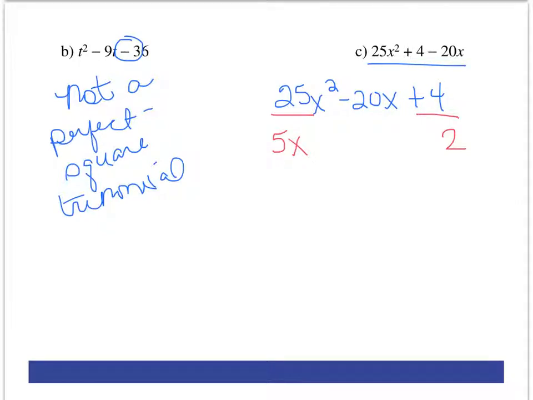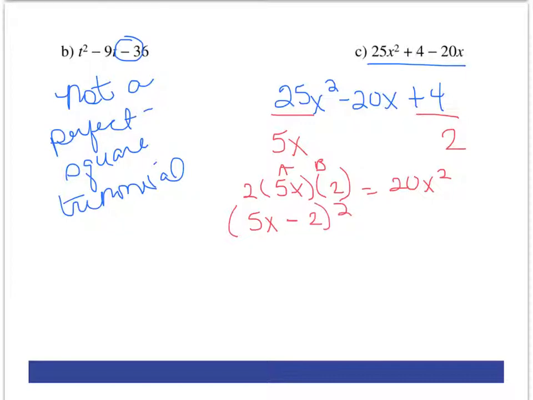Now, if I take 2 times 5x times 2, this is the a and this is the b, do I get negative 20x or do I get 20x? We'll talk about the sign in just a minute. So I do get 20x. So by getting 20x, we know that the factors of 25x squared minus 20x plus 4 is going to be (5x minus 2) squared.